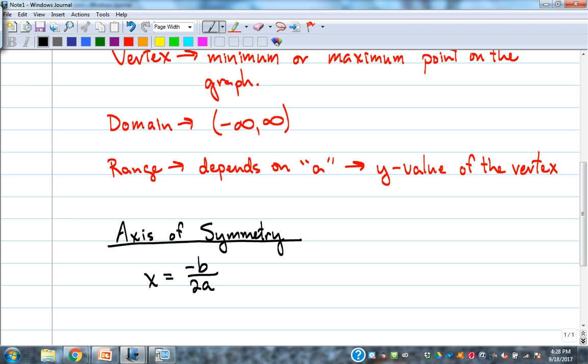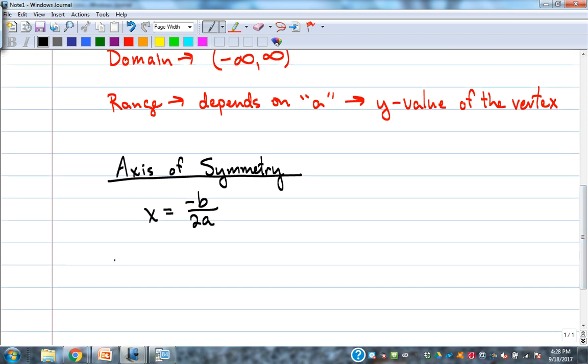So that's the a, b, and c from standard form. From that, we can get the vertex. And the vertex is an ordered pair. The x value of the vertex is negative b over 2a, the exact same value as the axis of symmetry. So you get two for one on that deal.